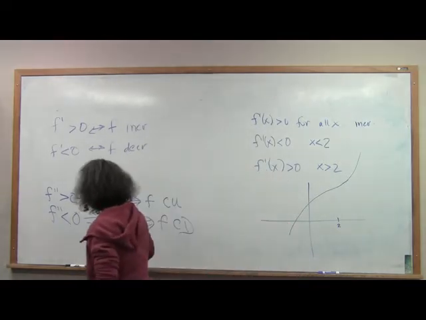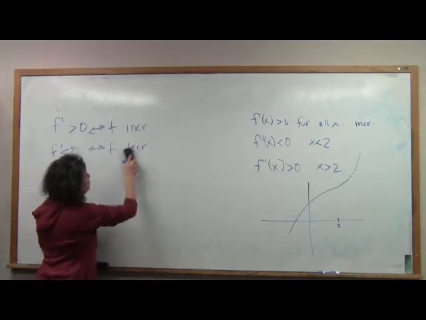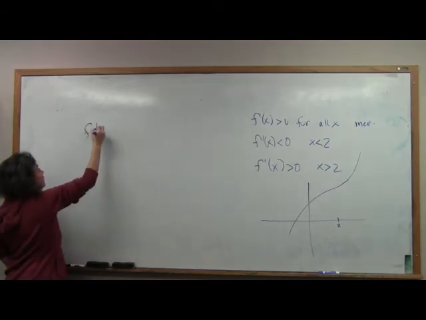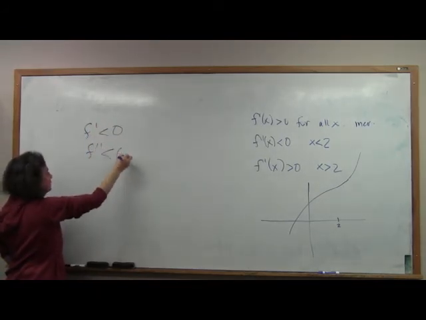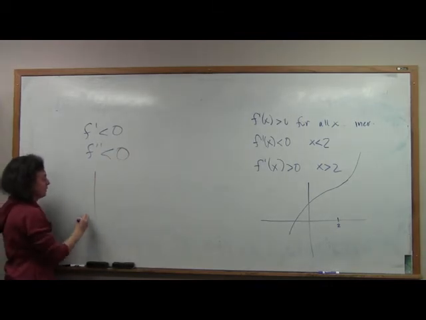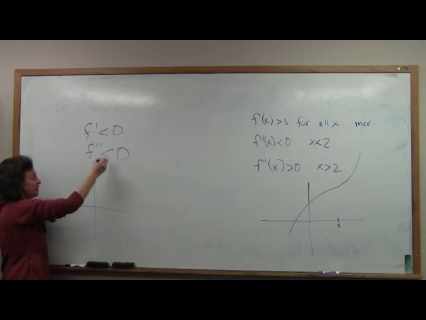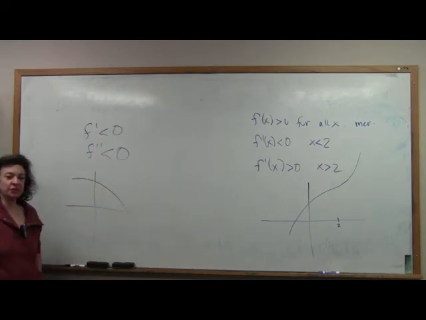What if we want to sketch a graph of a function whose first derivative is negative everywhere and whose second derivative is negative everywhere? Well, doesn't that mean that it's just a decreasing function that's always concave down? And there's one such graph.